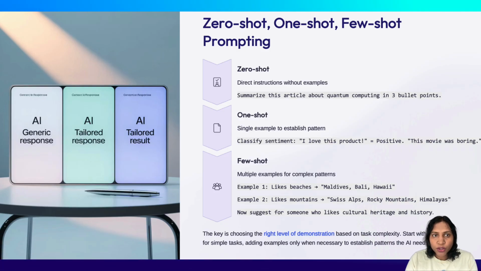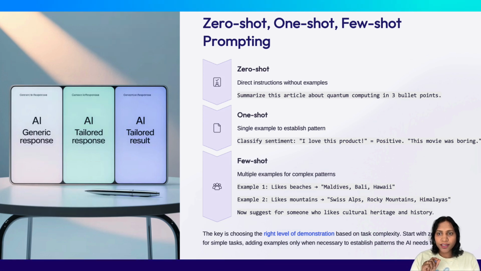So let's start with zero shot. Zero shot involves giving the AI a direct instruction without any examples, which means we are letting the AI think through and respond. This works well for simple tasks like summarizing an article in bullet points, or summarizing a large document, etc. But one-shot prompting provides a single example.